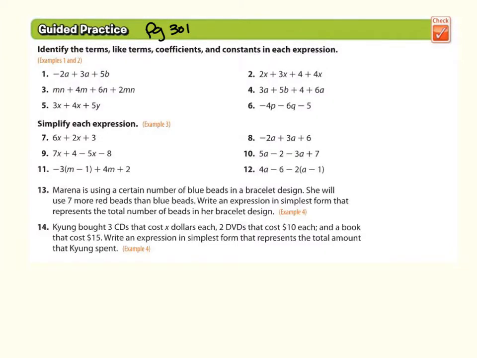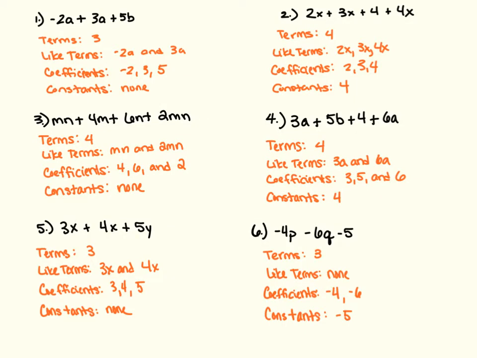To get some guided practice, go ahead and do 1 through 14 on a separate sheet of paper. When you're done, the answers will be on this video. If you have any questions, let me know. Otherwise, pause the video, do all the problems, and then push play for your answers. Here are problems 1 through 6. Note that you had to list the terms, like terms, coefficients, and constants for each one. Pause your screen, correct any mistakes you might have.